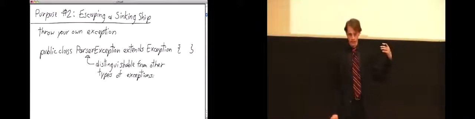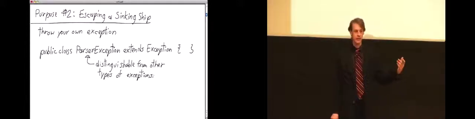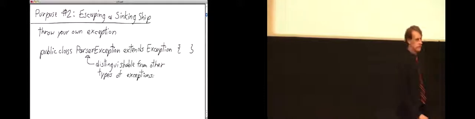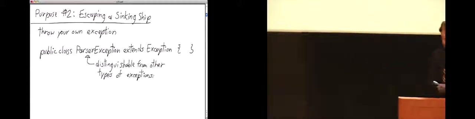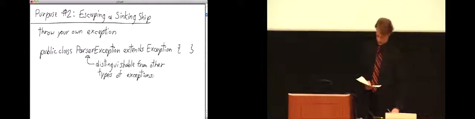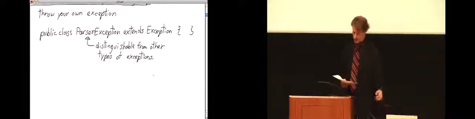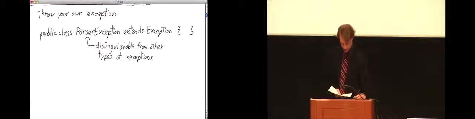So I didn't define a parser exception because I need some new capability that other exceptions don't have. I defined a parser exception so that it would be a parser exception, and I can catch it without accidentally catching anybody else's exception. And now that we've got that, let's write some code that throws these.